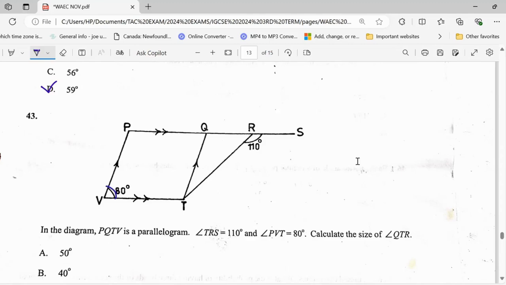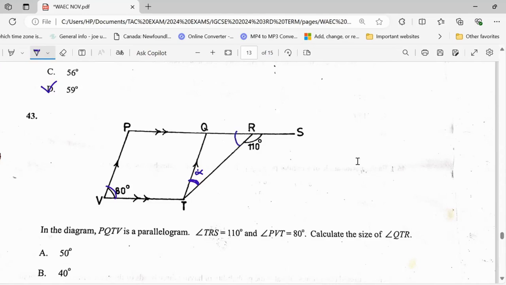Calculate the size of angle QTR. Let us mark angle QTR. It is this angle here. Now let's give a value. Let's call this angle alpha. Okay, now we can have another angle here.